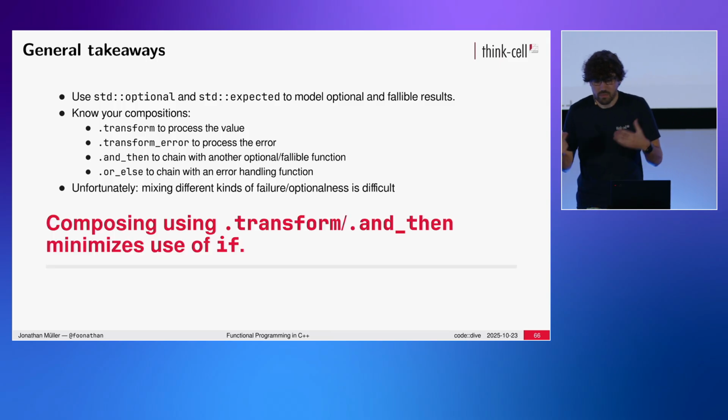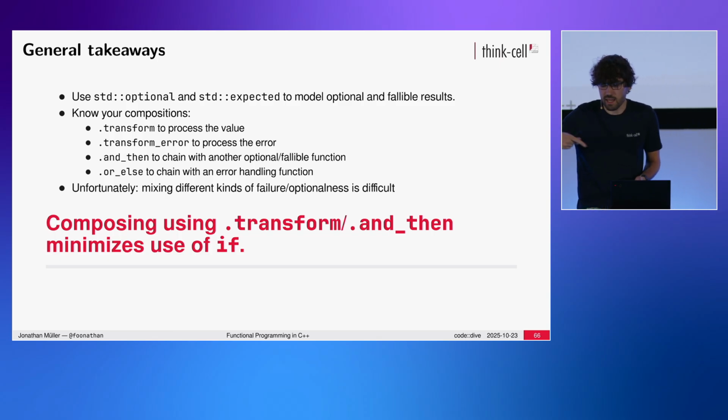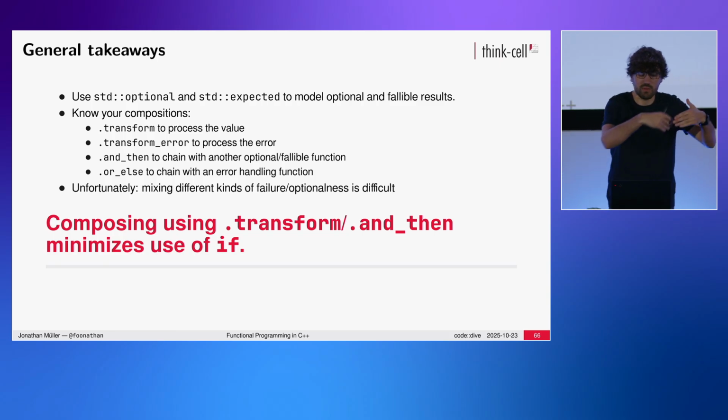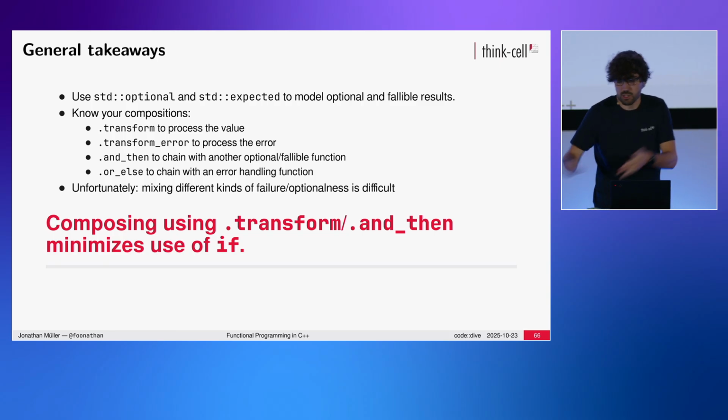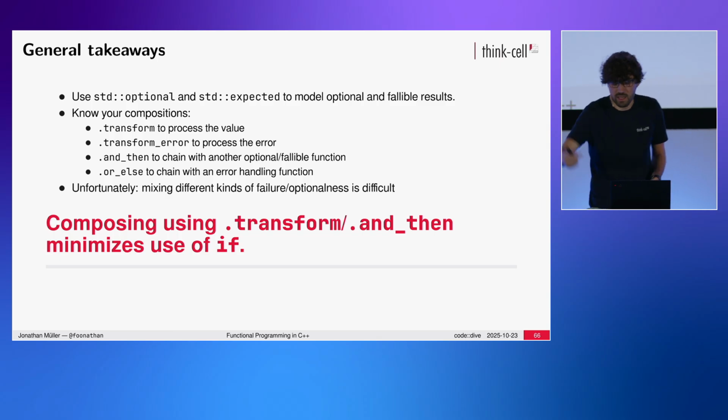And so if you do this composition using transform and and then, you avoid all the ifs, right? Even though we intrinsically had ifs, we only wanted to do stuff in the success case, they were sort of pushed down into the function, and we just write a pipeline that declaratively specifies what to do, and the ifs are hidden inside.